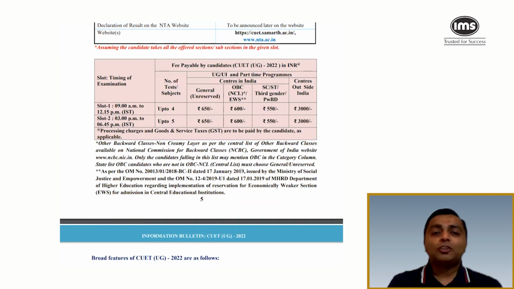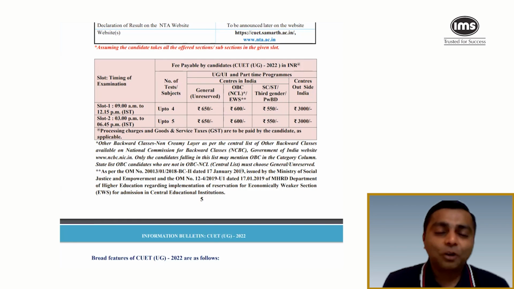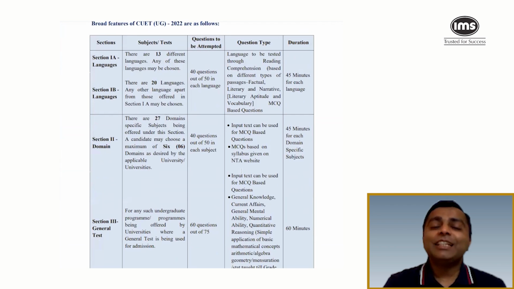Next, we go on to the application fees. If you are applying for slot 1 and if you are a general category student, the fees is going to be 650 rupees. If you are OBC, it's going to be 600. If you are an SC, ST or a third gender or PWBD, then it's going to be 550 rupees. If you also opt for slot 2, then it's going to be double of what you've just paid. This is what you must have already gone through. This was released almost a week or 10 days earlier.